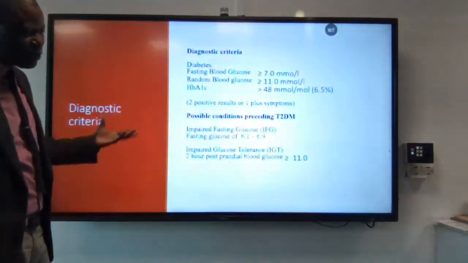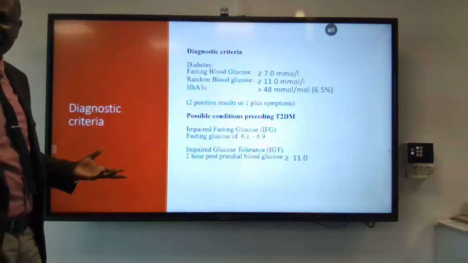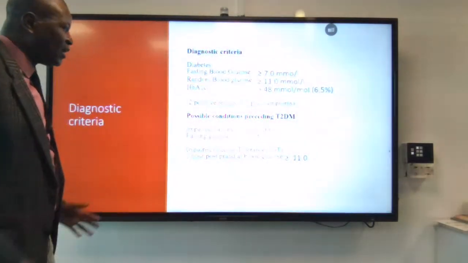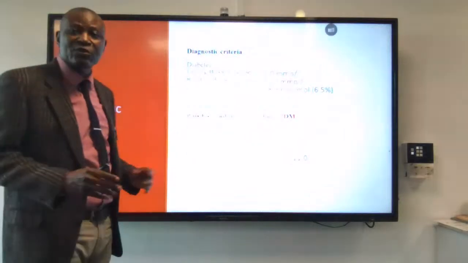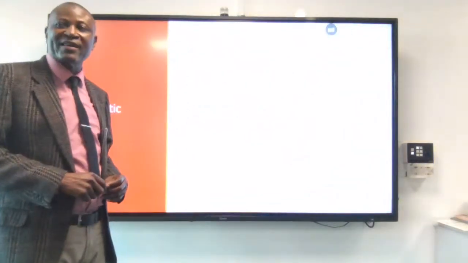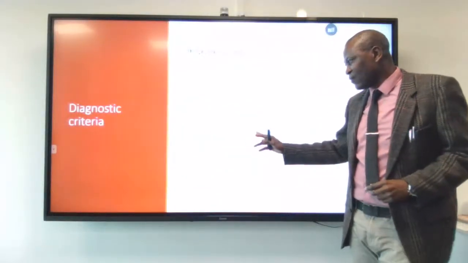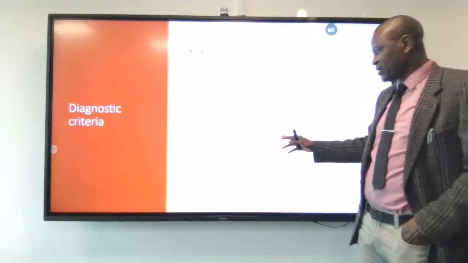There are some in-between situations. Occasionally, people will have impaired fasting glucose, in which case the blood glucose level is going to be between 6.1 and 6.9. These are people that we need to keep an eye on. Their blood glucose level is constantly high, but they haven't reached the threshold of diagnosing them to have diabetes. So that will be a worrying situation.